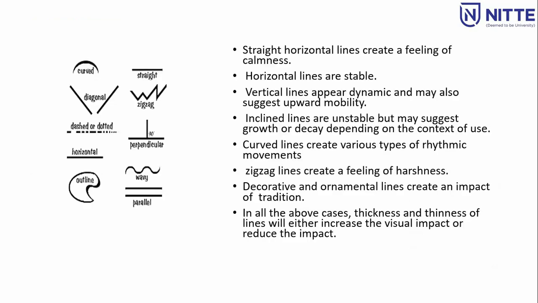Let's look into some of the types of lines. Straight horizontal lines create a feeling of calmness. Horizontal lines are stable. Vertical lines appear to be dynamic and may also suggest upward mobility. Inclined lines are unstable but may also suggest growth or decay depending upon the context of the use.